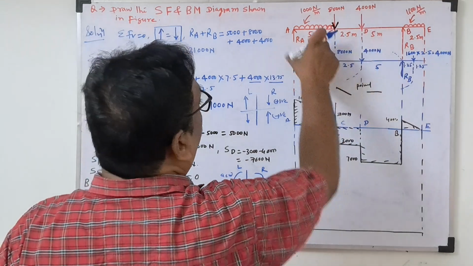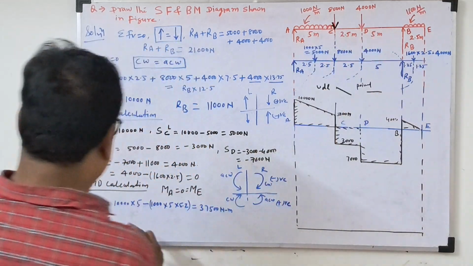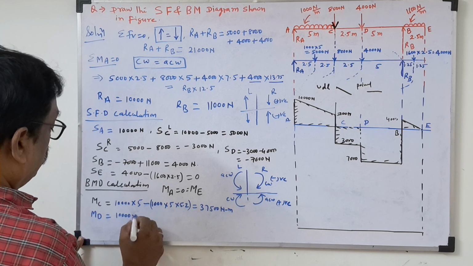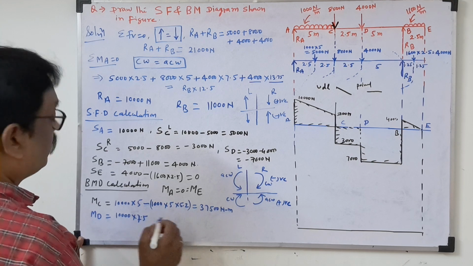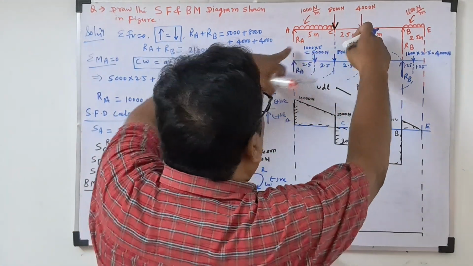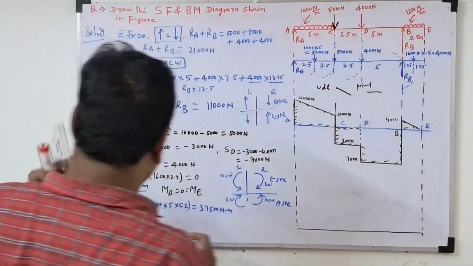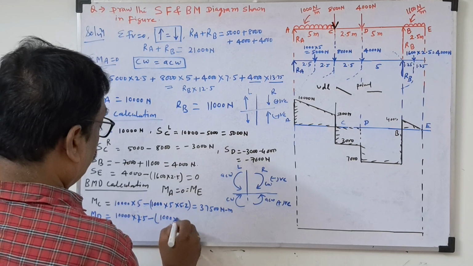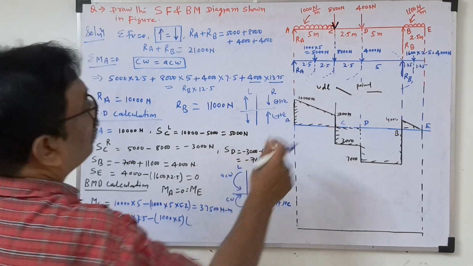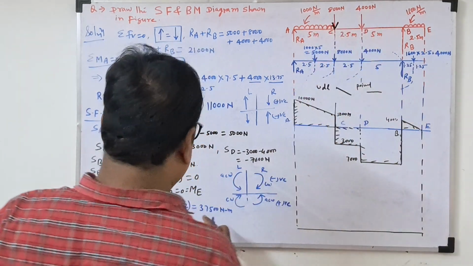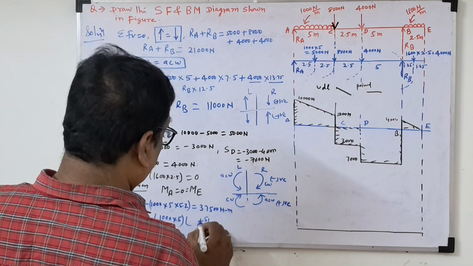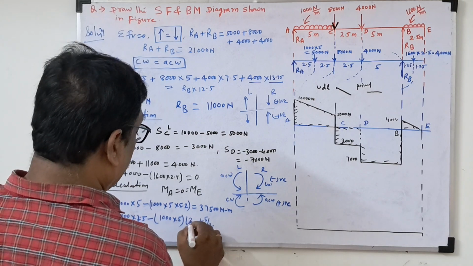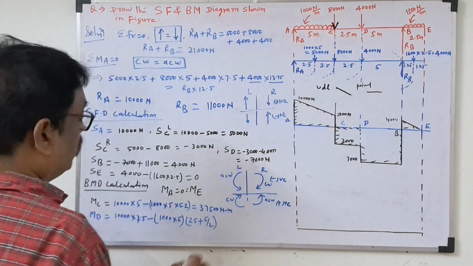Now take bending moment about D. Now again RA into total distance 7.5. How much RA? 10,000 into 7.5. Why 7.5? Because this distance is 7.5. Now all the load is UDL load minus 1000 into 5, this is load, and 5 by 2 plus. Why plus I am giving? Because this UDL is from the D point 2.5 meter away. So this you have to add.